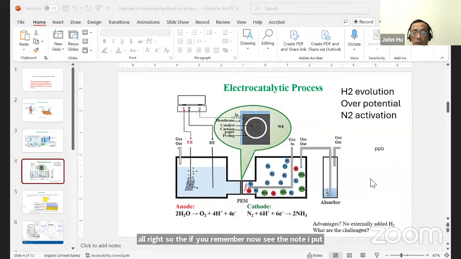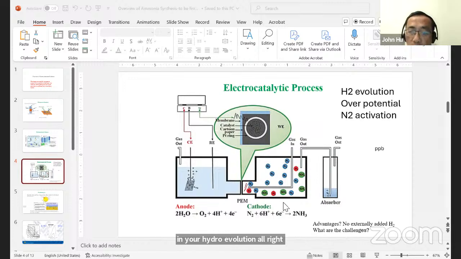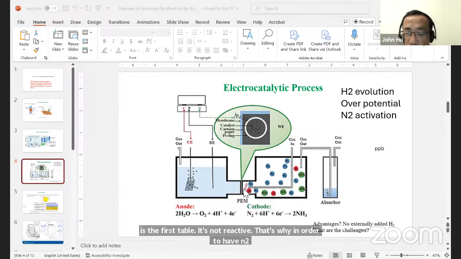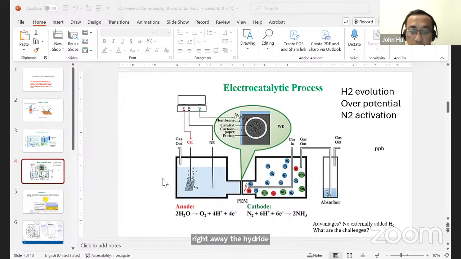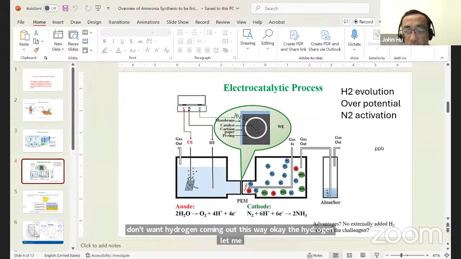All right? Now, in this case, you do have electrolysis, okay? And then you have the hydride going this way. But look at it on this side, what's coming into here? It's N2. N2 is very stable. It's not reactive. That's why in order to have N2 react with the hydride, you don't want the hydrogen coming out this way. Okay, the hydrogen.